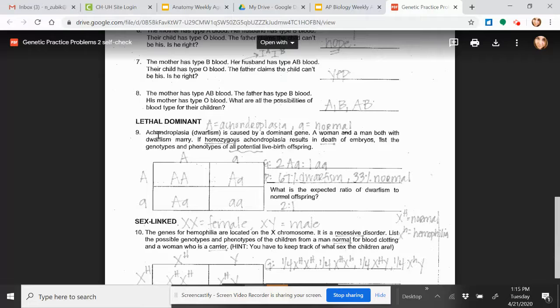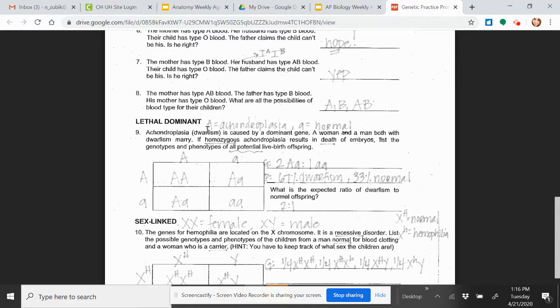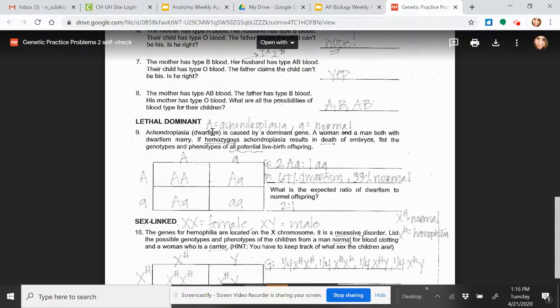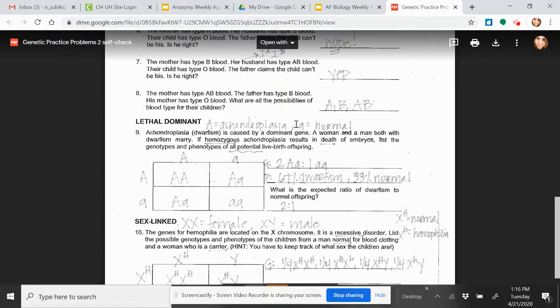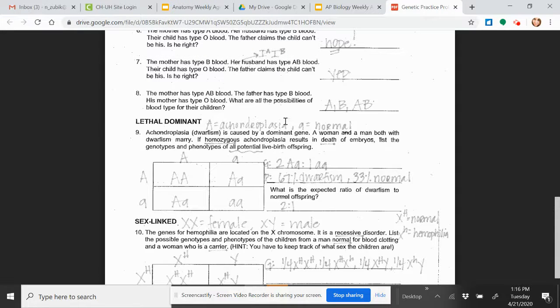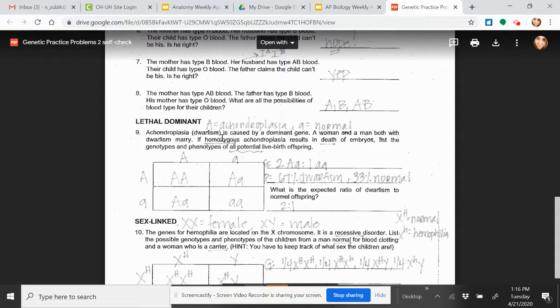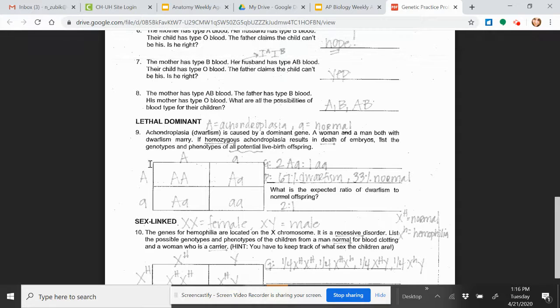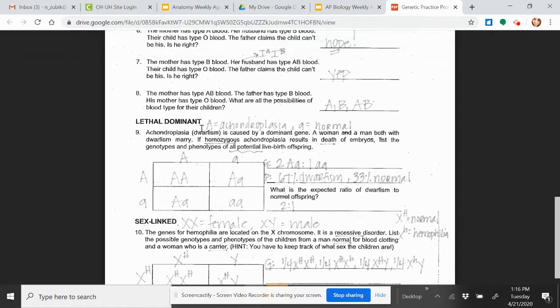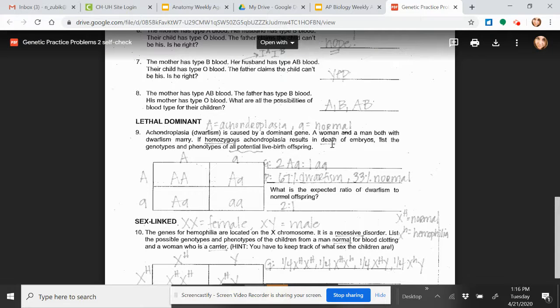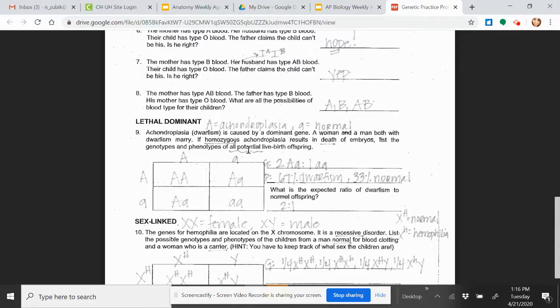Up here for lethal dominant, achondroplasia, which causes dwarfism, is a dominant trait. So if you have that large letter, you will have achondroplasia. If you have 2 small letters, you will be normal. Remember, you can only see that recessive trait if you have 2. If homozygous achondroplasia, so that would be homozygous big A, results in death. List the genotypes and phenotypes of all potential live offspring.